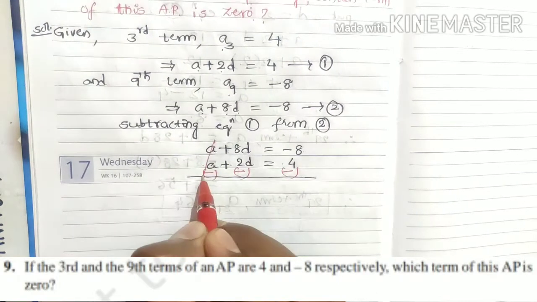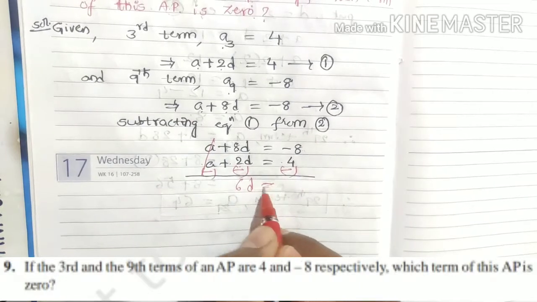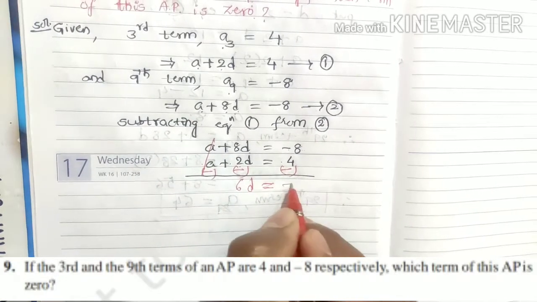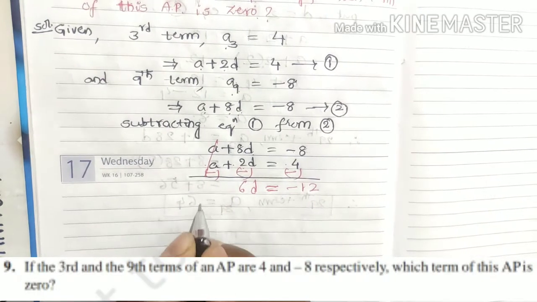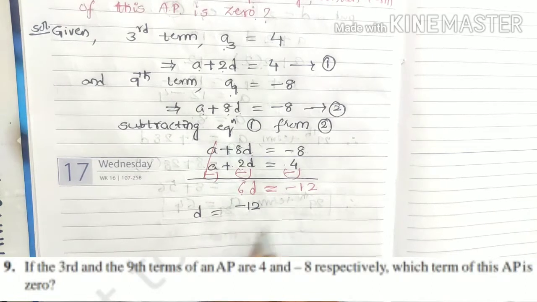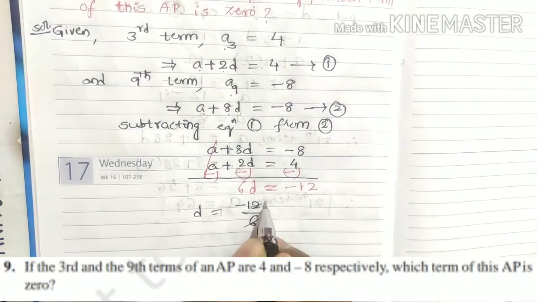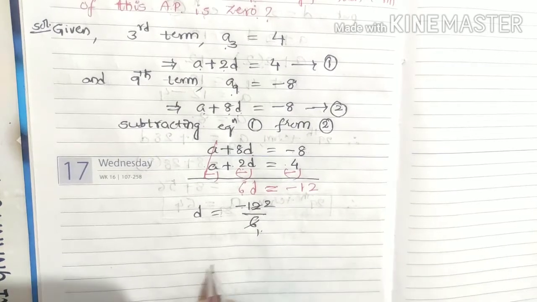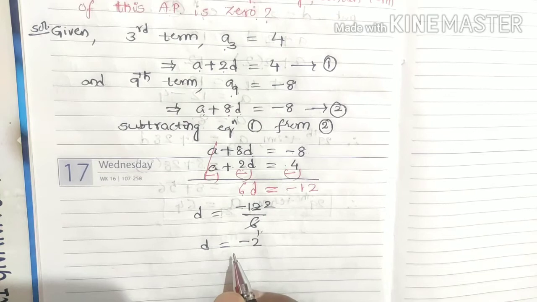A minus A will be 0. 8D minus 2D is 6D. Minus 8 minus 4 is minus 12. Further you can write D value as D is equal to minus 12 by 6. 6 is multiplying. If you transpose to RHS, it will divide. 6 one time, 6 two times. Minus 2 by 1 is nothing but minus 2. So D value is minus 2.